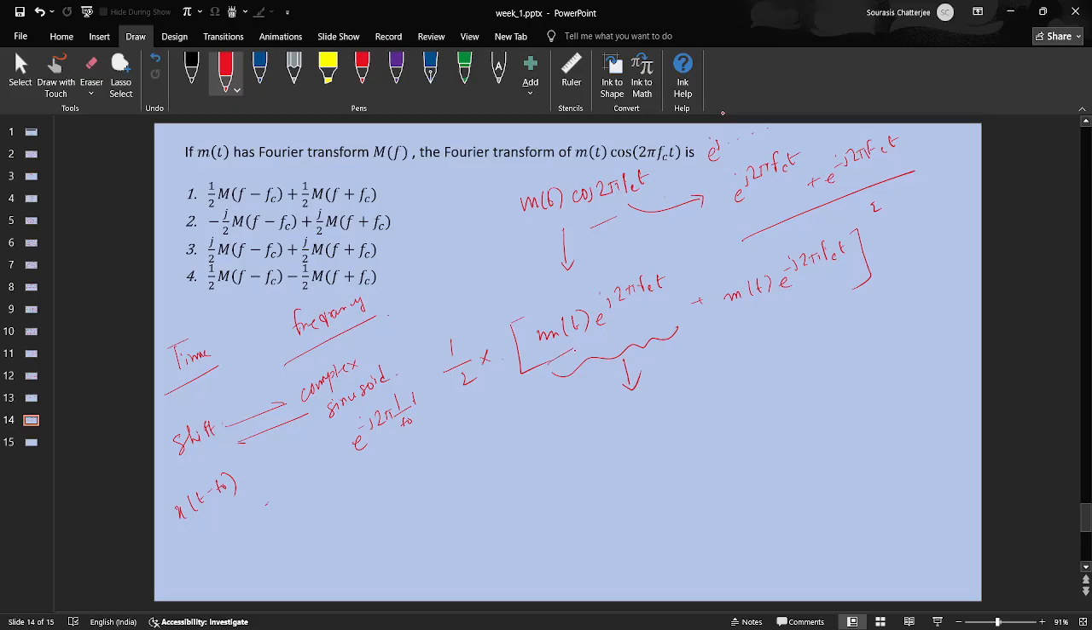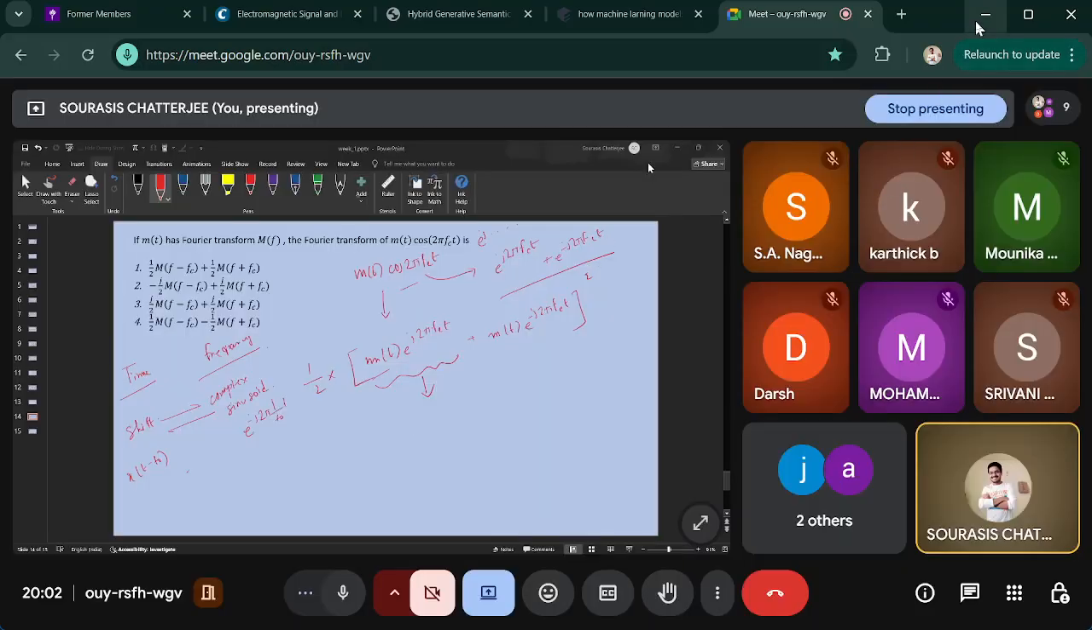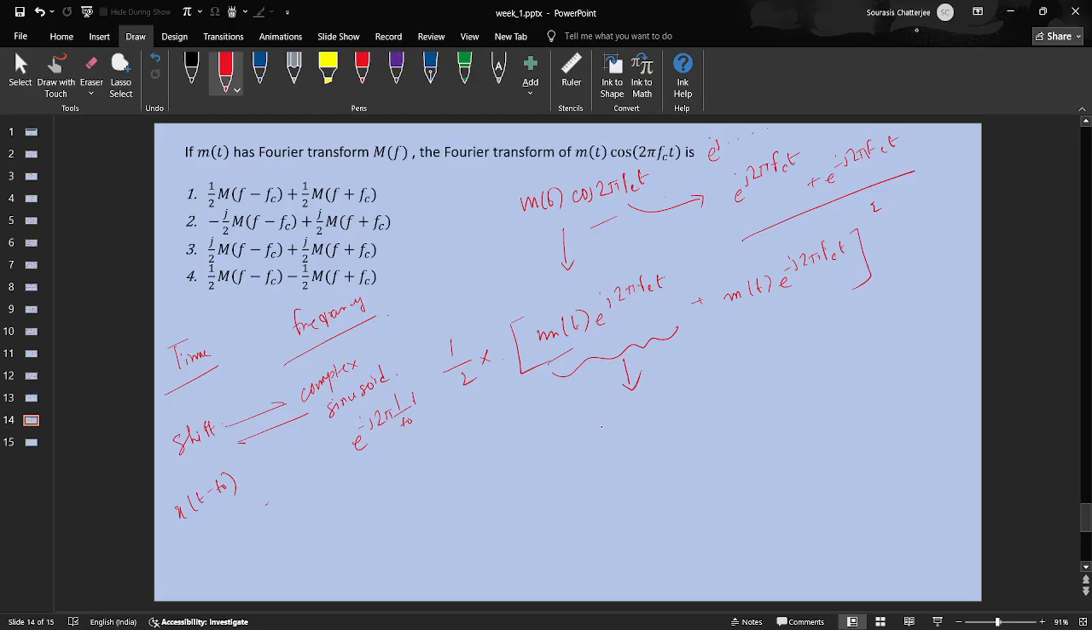Let's say your m(t) is your original signal, and e to the power j 2 pi fc t is basically a sinusoid with the carrier frequency fc. So when you say modulation, what do you mean? What will happen to the original signal? F minus F, the frequency. Okay, so it will become M(f minus fc). That means it would basically shift in the frequency domain, right?